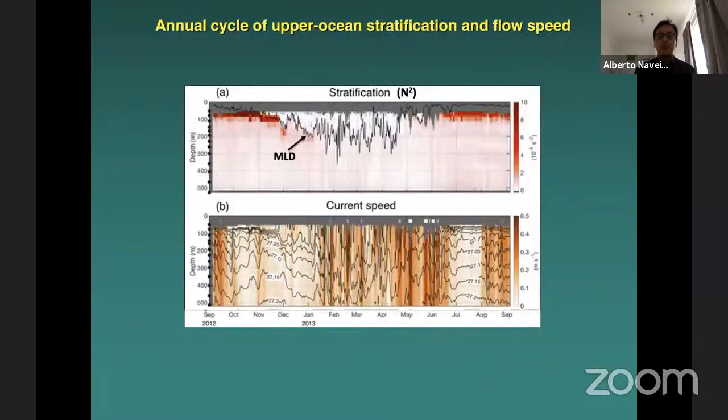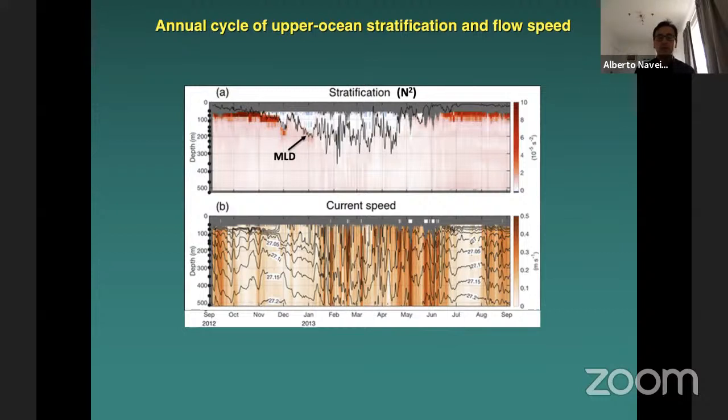Now, just to show you that the region is indeed boring, here is a time series of stratification at the top and current speed at the bottom. Over the whole year that we deployed these systems, you can see that in terms of stratification, there is a deepening of the mixed layer, denoted by the black line, towards the middle of winter, and then there's restratification of the system as we progress through spring and towards summer.